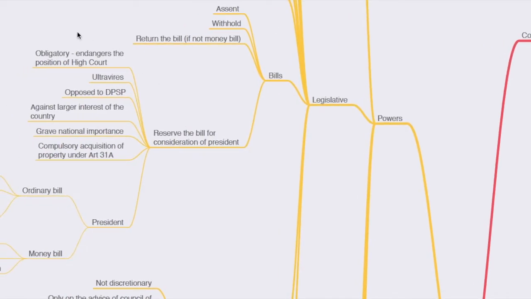So here there is one condition when it is obligatory. The constitution provides that when the bill endangers the position of High Court of the state, then it is obligatory for the governor to reserve the bill for the president. Some other cases where he can reserve is if he finds the bill content ultra-vires to the constitution or opposed to the directive principles of state policy or against the larger interest of the country, if it possesses grave national importance, and if the bill involves compulsory acquisition of property under Article 31A. So in these cases, the governor can reserve the bill for the consideration of president.